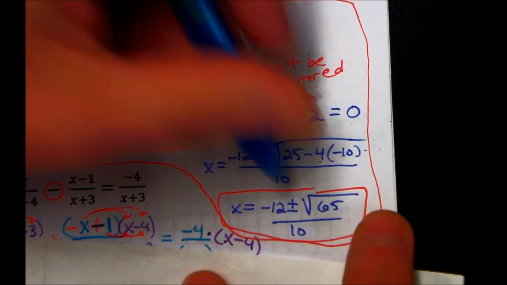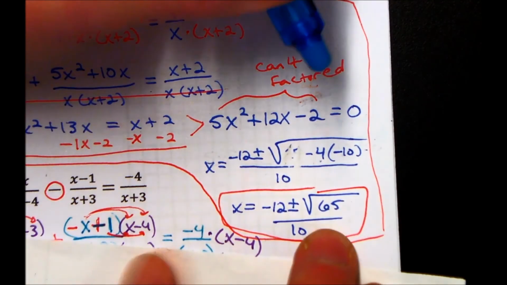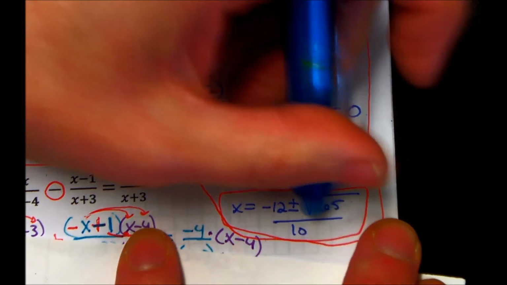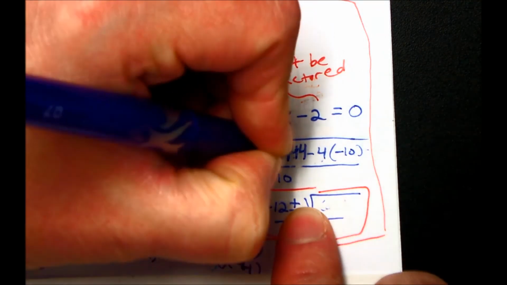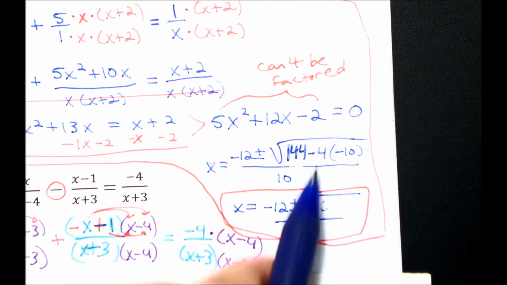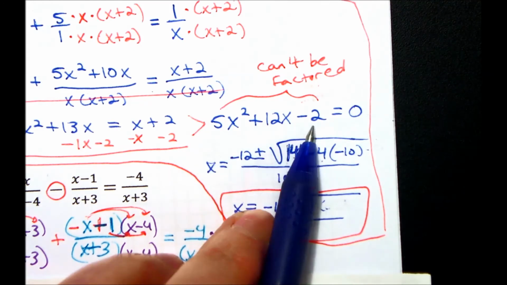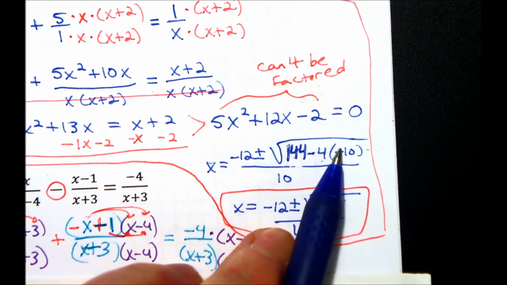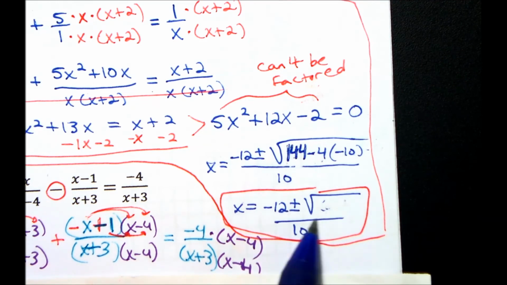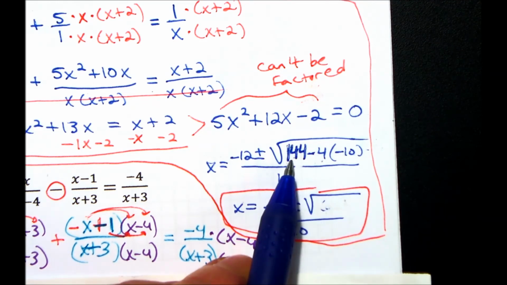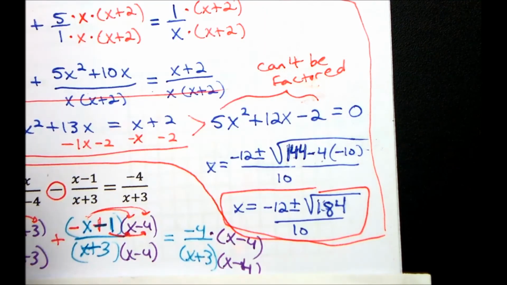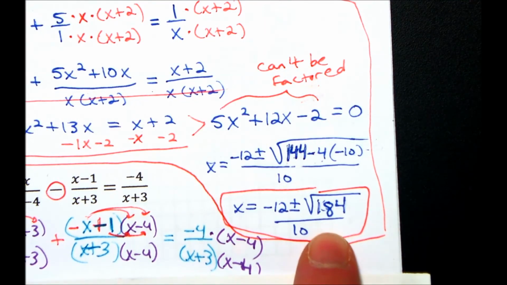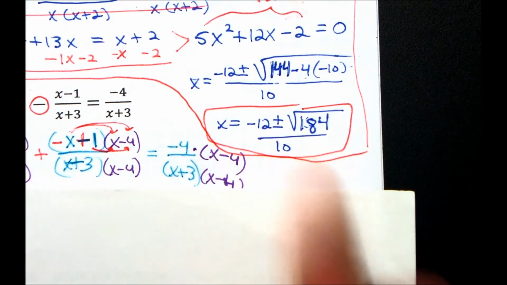I did that wrong. What the heck was I thinking? So that's going to make that change. So my b squared would be 144 minus 4 times AC, so 5 times negative 2 would be negative 10. So that would give me a positive 40. So 144 plus 40 would be 184.